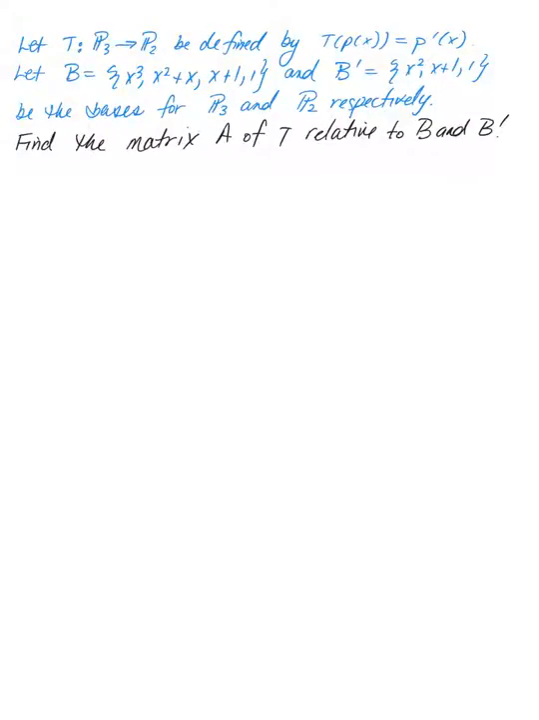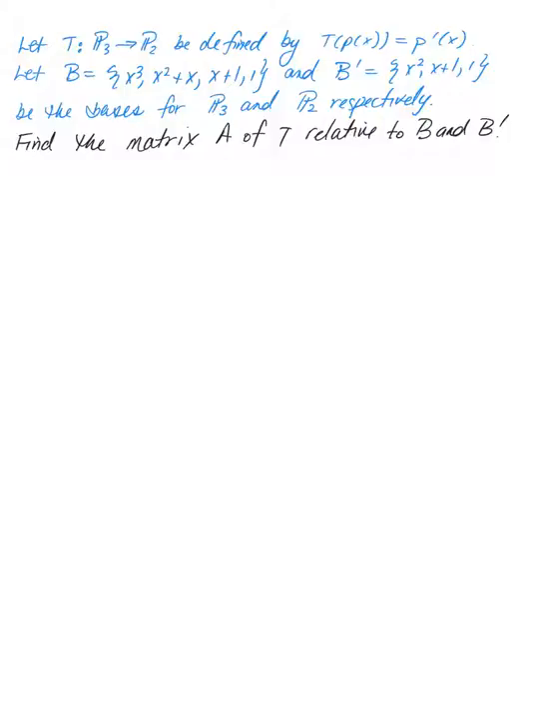So we're given that T is a linear transformation that takes P3 to P2, and it's defined by just taking the derivative of the polynomial that's given. B and B prime are the respective bases for P3 and P2, and we are to find the matrix of T relative to B and B prime.